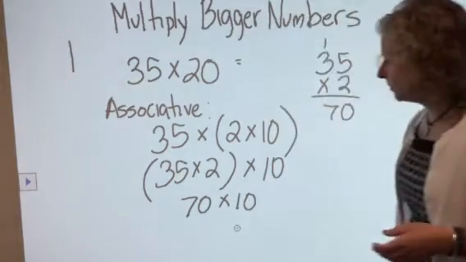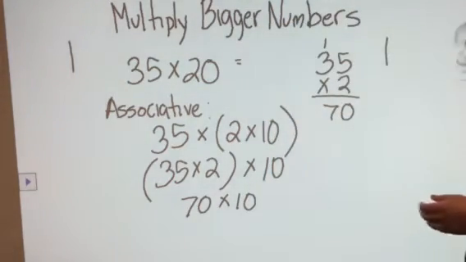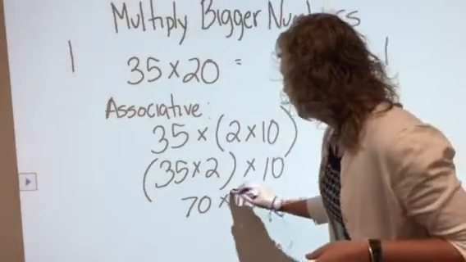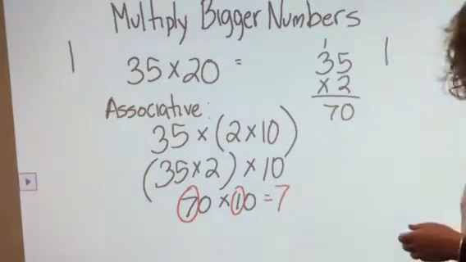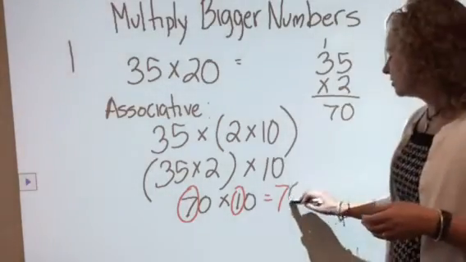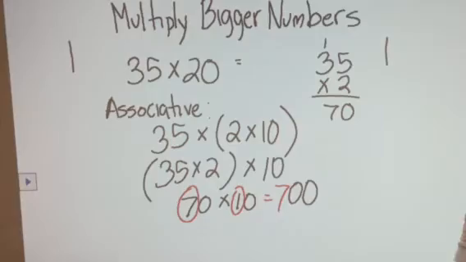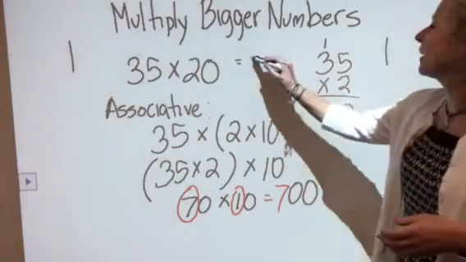Now I have this problem. Anybody see something screaming at them? Sure you do. It's a basic fact. 7 times 1 is 7. How many zeros did you take off? 2. So let's go ahead and put 2 zeros back on.